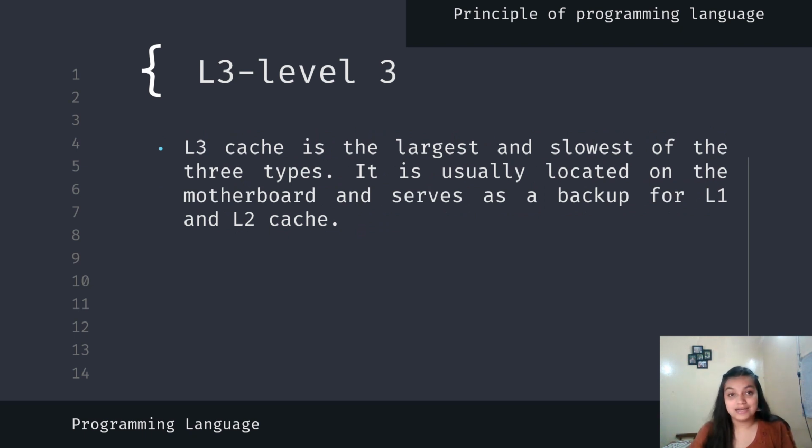We have L3, that is level 3. L3 cache is the largest and slowest of the three types. It is usually located on the motherboard and serves as a backup for L1 and L2. So it's not frequently used, but the computer still needs it.